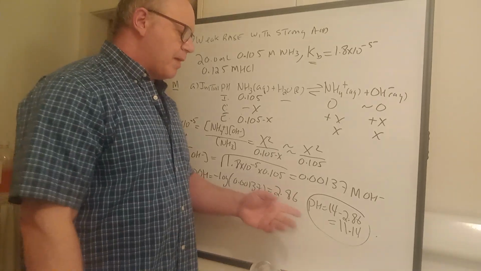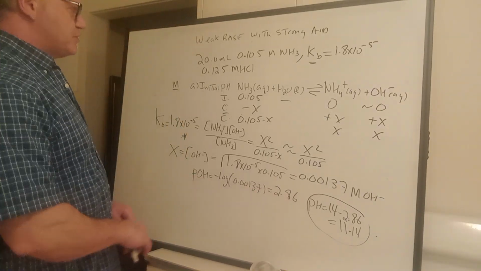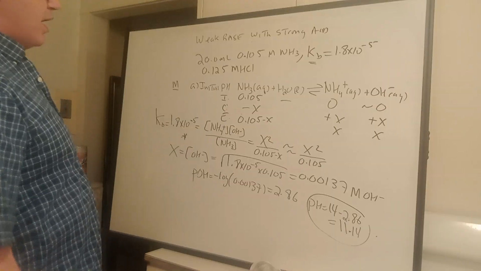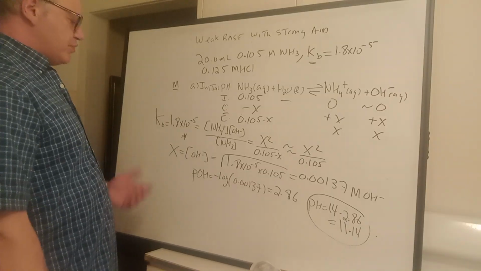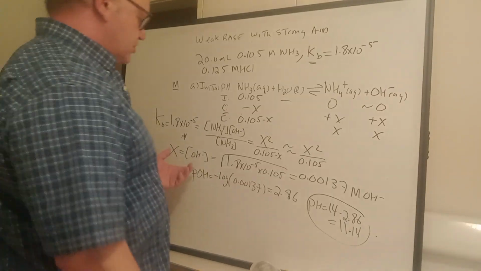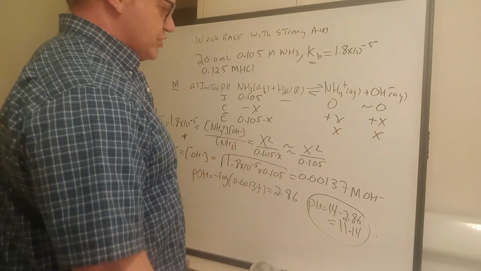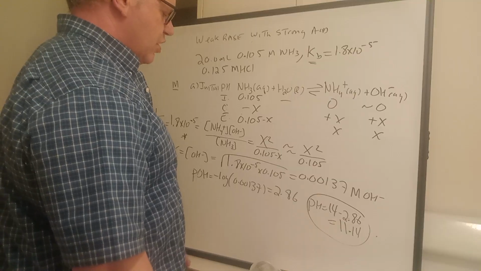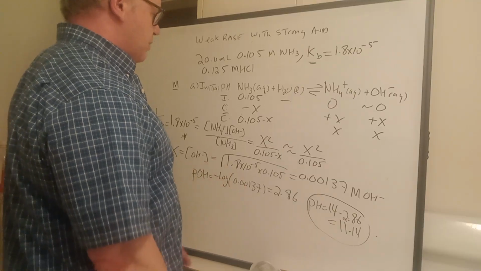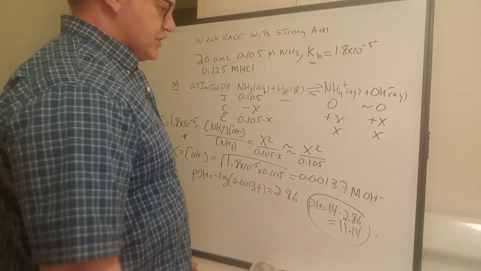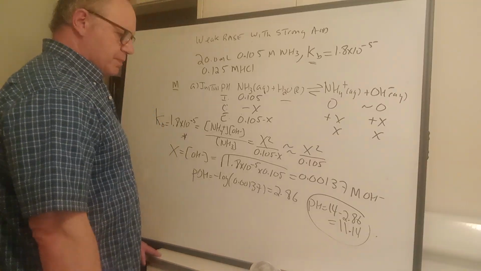11.14. So if that's good, that means it's quite basic. And if you're on a test and you forget this pOH and do the calculation with the concentration of hydroxide, the pH shouldn't be acidic. This is a base, so you're missing a step. So think about physically what you're doing.